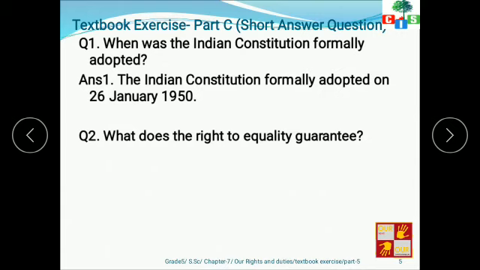Okay. Now next is: what does the right to equality guarantee? So what does this right to equality say?